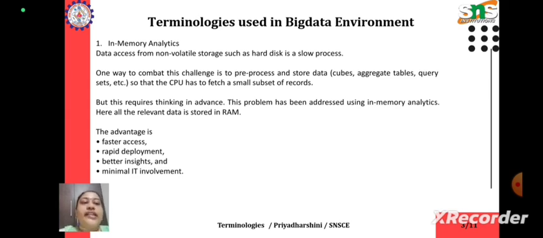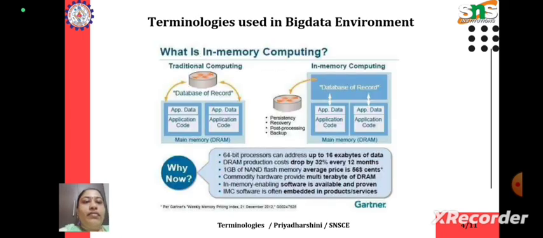To eradicate this problem, it has been addressed using in-memory analytics. Here all the relevant data is stored in RAM. Using in-memory analytics, there are several advantages: faster access, rapid deployment, better insight, and minimal IT infrastructure involvement. This is how traditional computing and in-memory analytics are used.